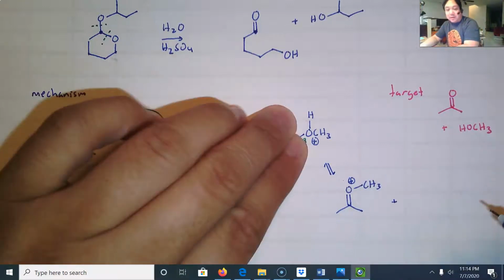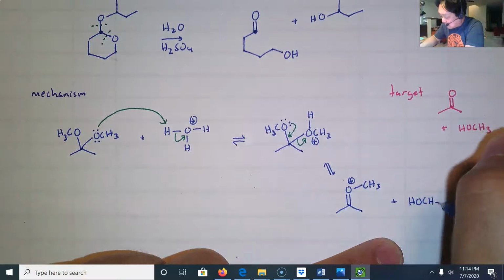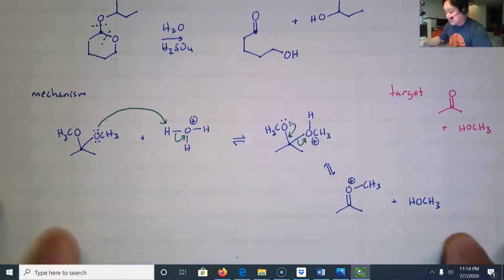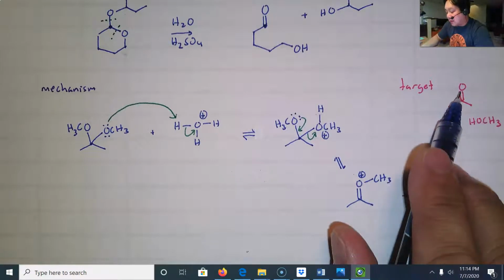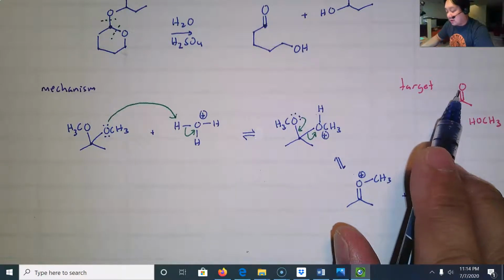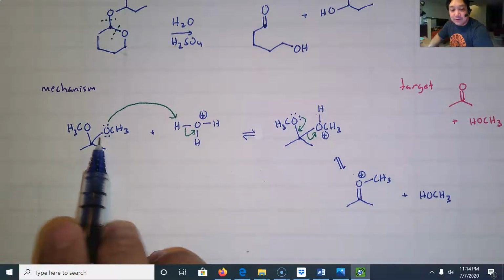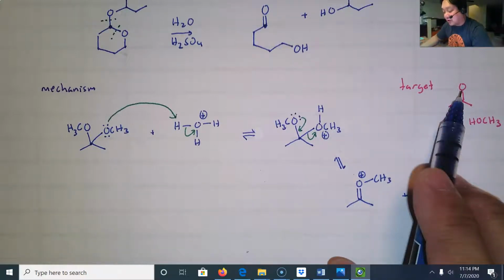Plus methanol. Great. We have already accomplished one alkoxy group becoming an alcohol. The thing is, this oxygen came from water. Okay, this oxygen came from water because the oxygens here are coming from alcohols. So that has to leave. Okay, but we have to replace it with an oxygen-containing molecule.